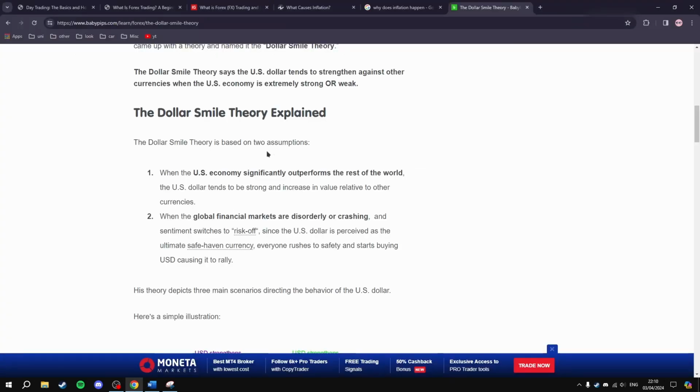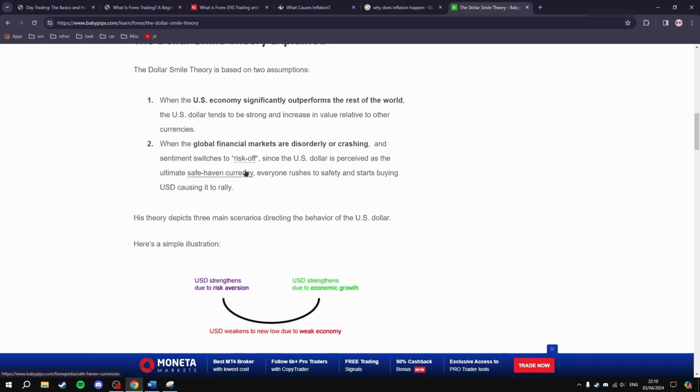The dollar smile theory explains. The dollar smile theory is based on two assumptions. When the US economy significantly outperforms the rest of the world, the US dollar tends to be strong and increase in value relative to other currencies.